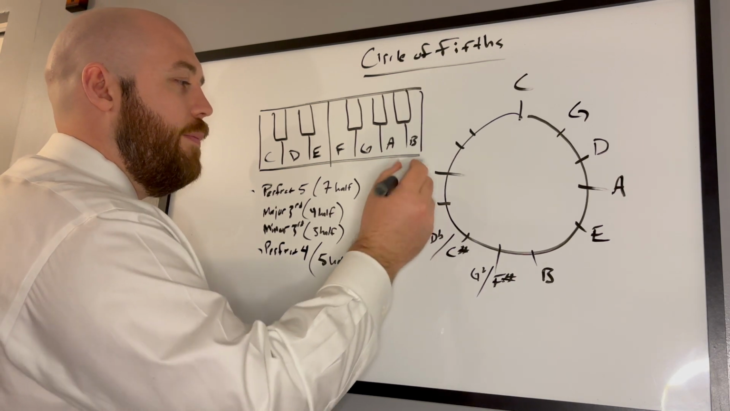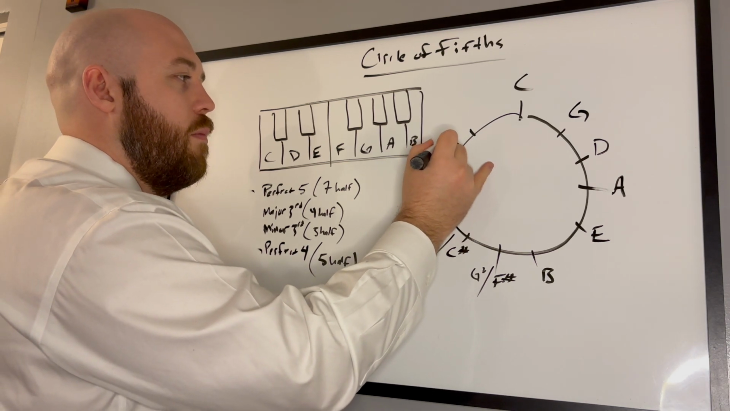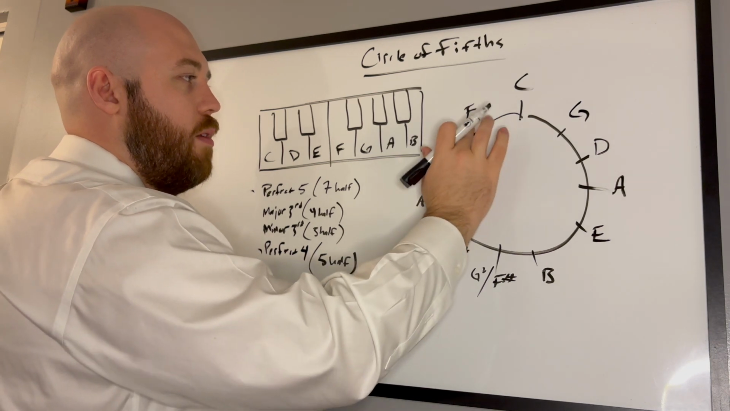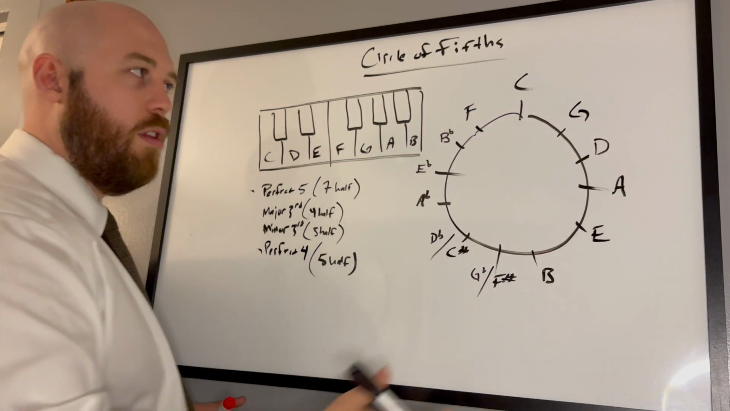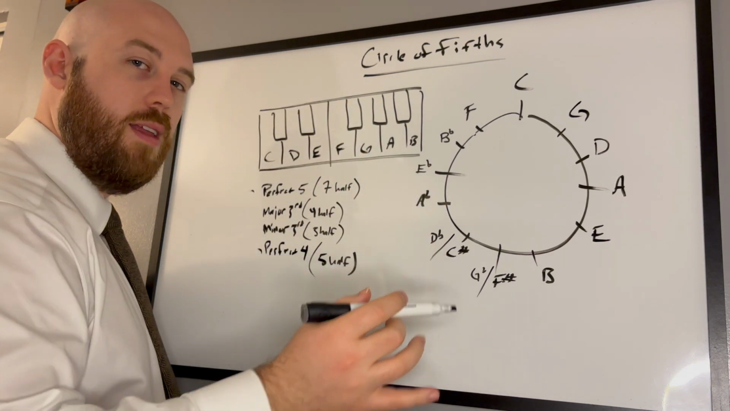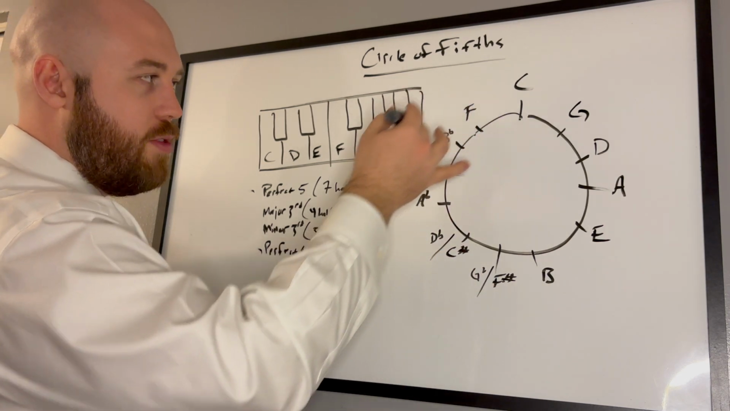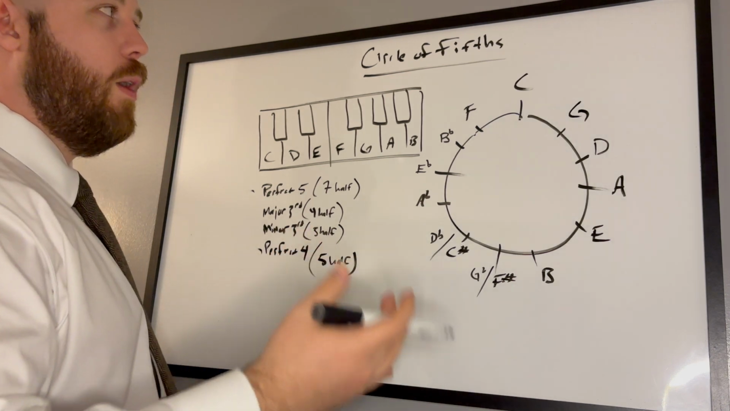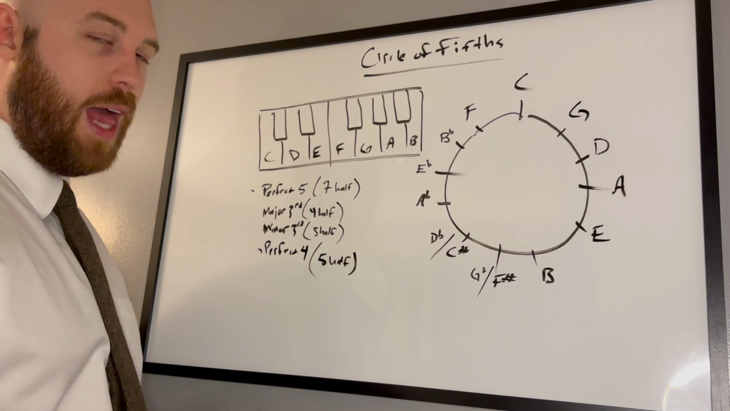This is A flat, E flat, B flat, and F. There you go. Okay. Circle of fifths. They're all a fifth away. And if you go the other way, it's a circle of fourths. So this way is fifths, counterclockwise is fourths.